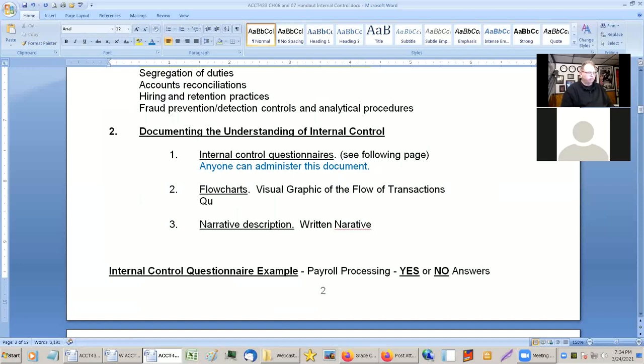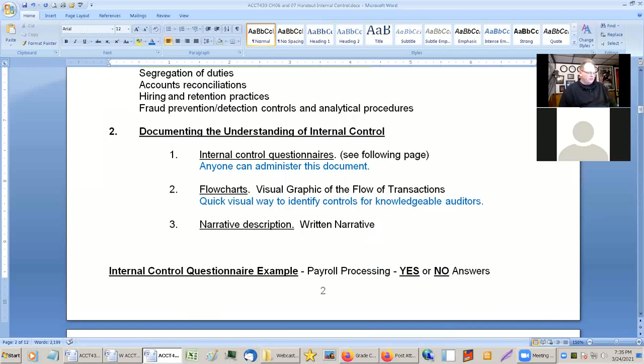Flowcharts are a quick way to identify controls for knowledgeable auditors. This one is really only used for people who are familiar with doing auditing. It's a quick way of viewing the controls, and it's a visual way.